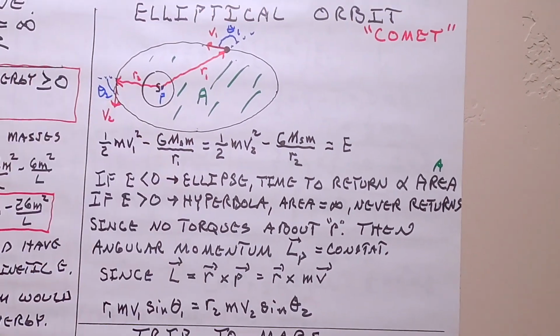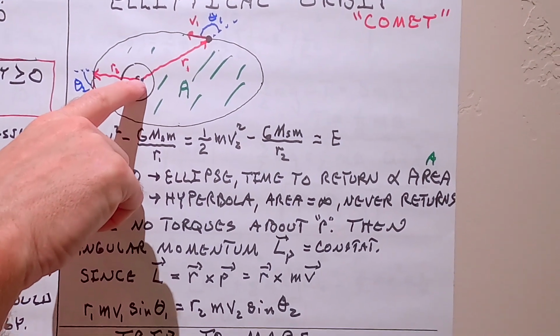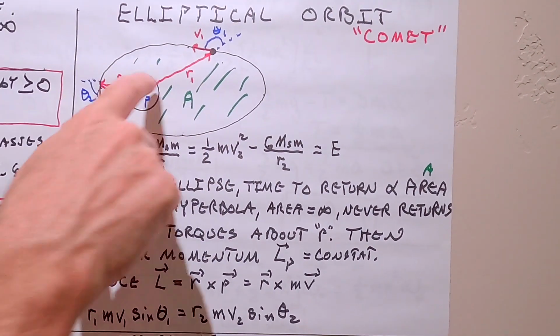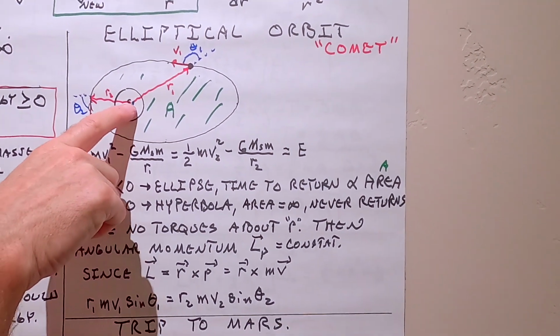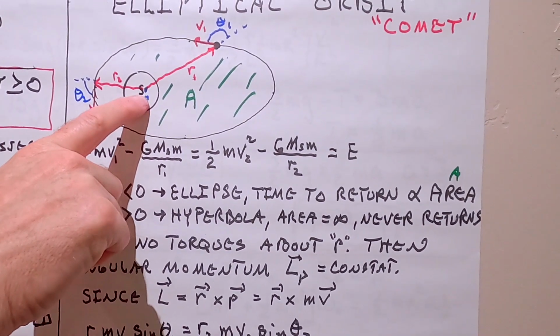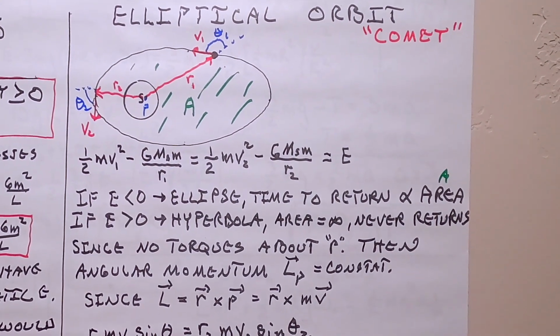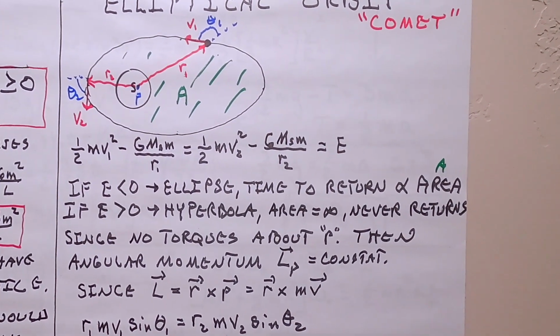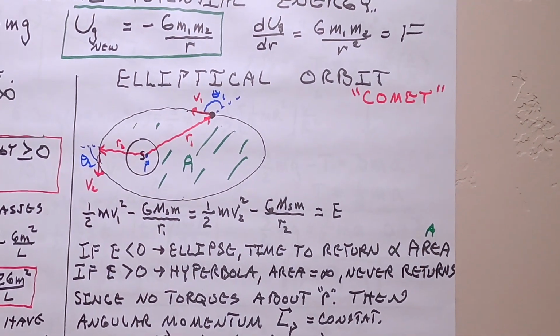But we also have another equation here. If we look at the forces on this comet as it goes around, the force is towards this point P. So there really aren't any torques about point P. And if the sum of the torques is 0, we can use angular momentum. So the angular momentum here should be the same as the angular momentum there.